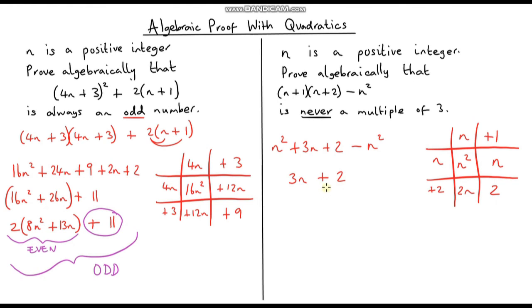Now, is this a multiple of 3? Well, no, this is definitely not a multiple of 3. How do we know that? Well, this is a multiple of 3, and then we're adding on 2. So this whole thing is 2 more than a multiple of 3.